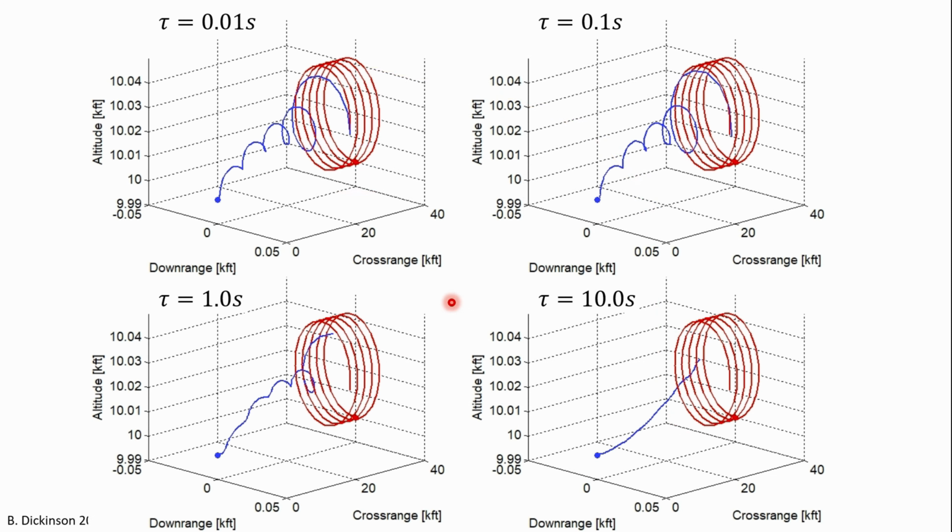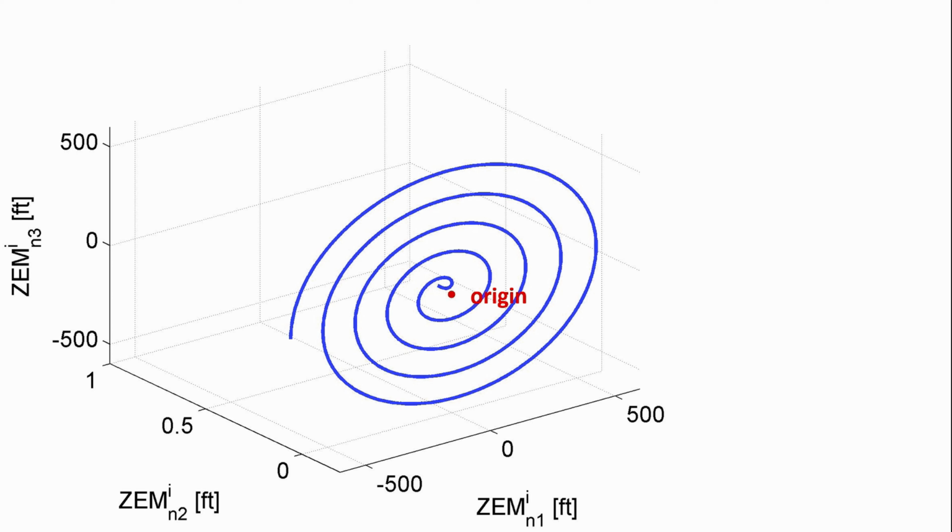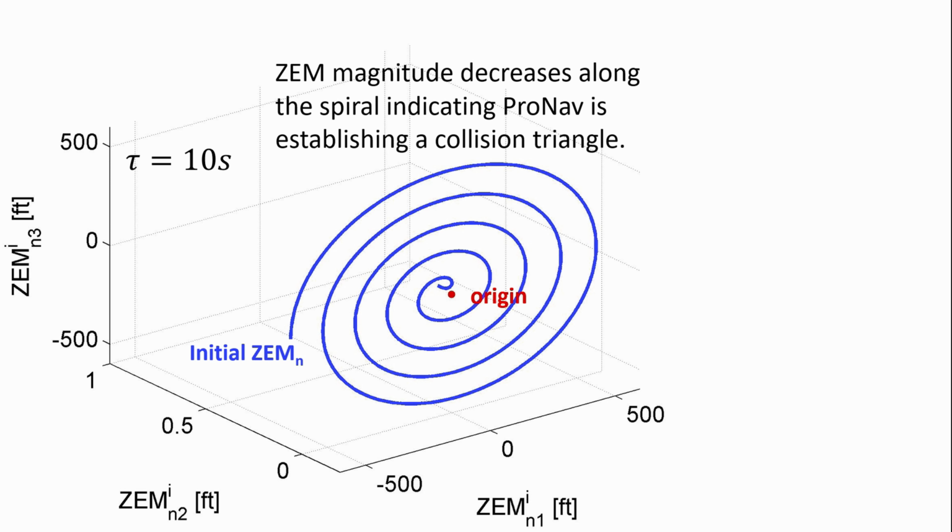Now I want to go back and interpret why we saw less weaving behavior in the pursuer as the time constant of the pseudo-pilot increased. Let's investigate with the 10-second time constant example. Here's its zero effort miss curve, where we see the initial zero effort miss spiraling into the origin. Now if we were to draw a vector from that origin to any point on that zero effort miss curve, we could say that essentially zero effort miss is decreasing as time to go decreases. And this is exactly what the pronav law is trying to do.